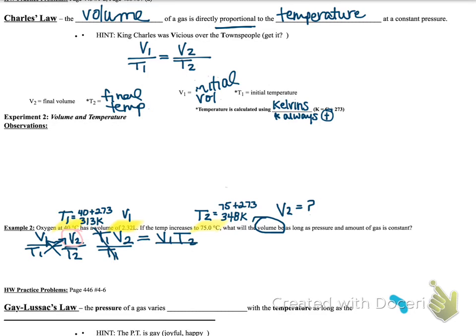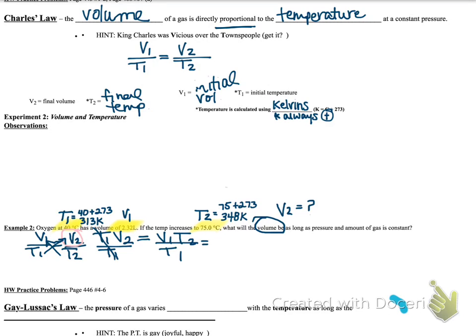And if we divide on one side, we divide on the other. So our final formula, in order to figure out what the final volume is, we multiply initial volume by final temperature divided by initial temperature. And let's go ahead and do that. So we'll just plug these numbers in.